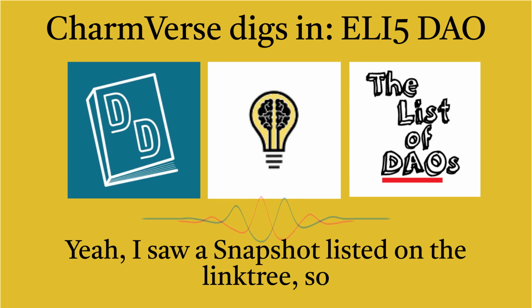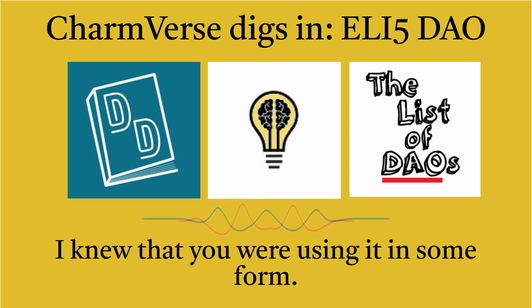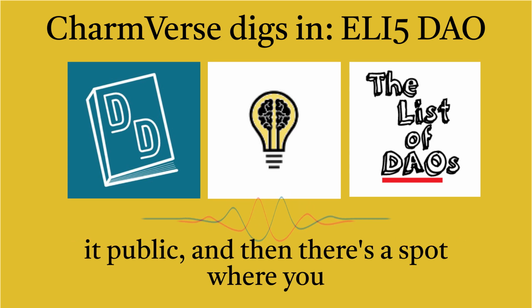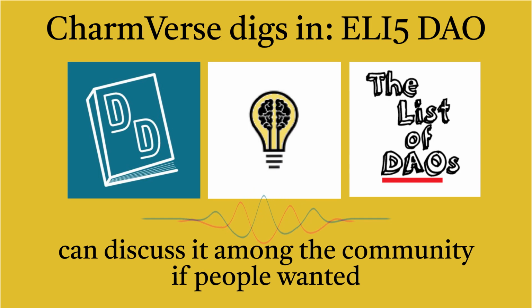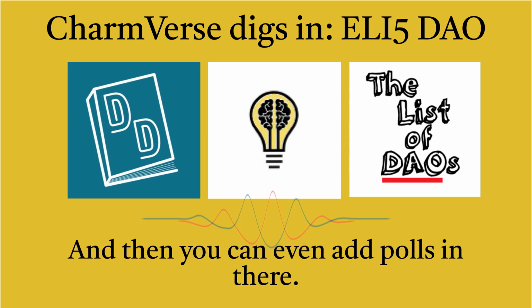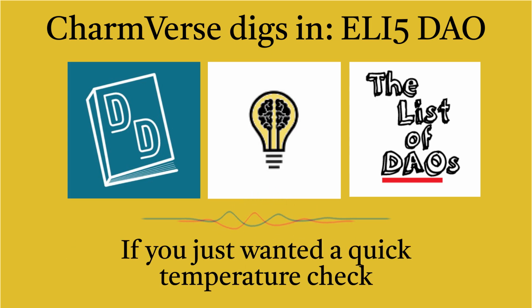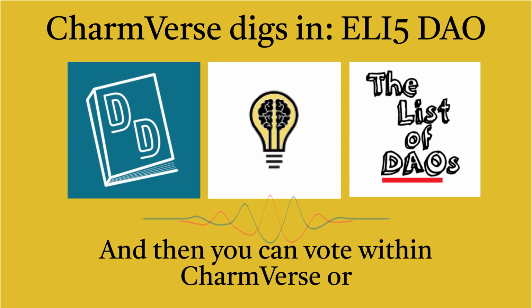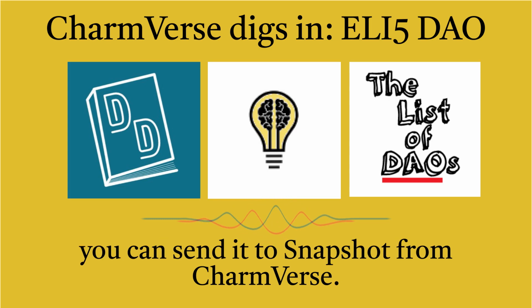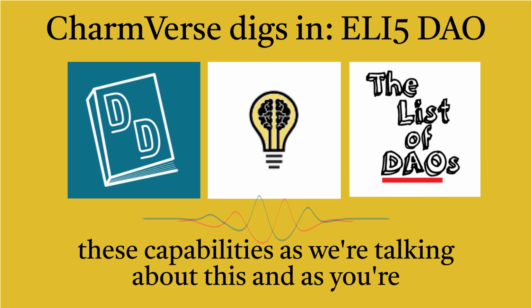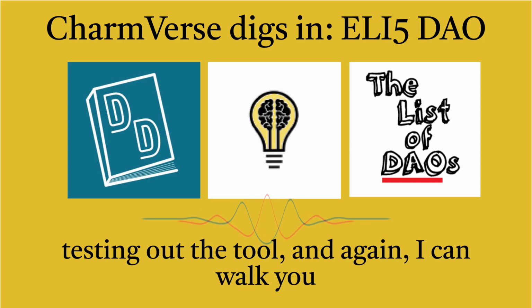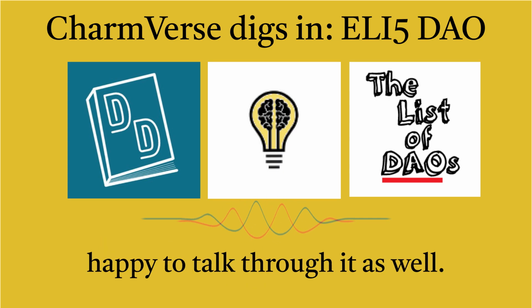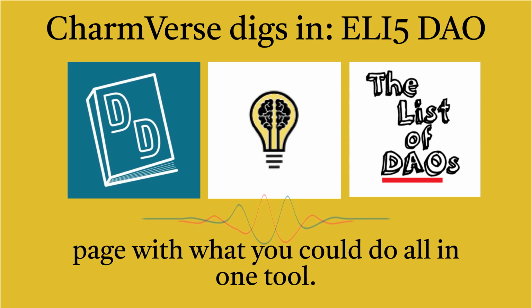I saw Snapshot listed on the link tree, so I knew you were using it in some form. The CharmVerse proposal builder is great because you can draft stuff privately, push it public, and then there's a spot where you can discuss it among the community if people want to make edits or suggestions. You can even add polls in there if you want a quick temperature check before sending anything to an official vote. You can vote within CharmVerse, or send it to Snapshot from CharmVerse. Just in case you weren't aware of some of these capabilities, I can walk you through some of that after this Twitter space. I'd be happy to talk through it, so we're on the same page about what you could do all in one tool.